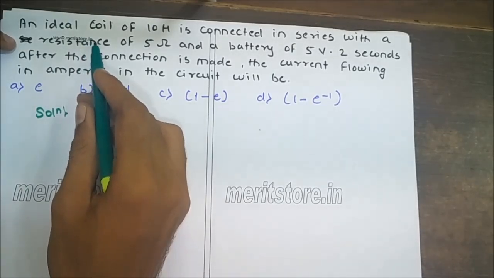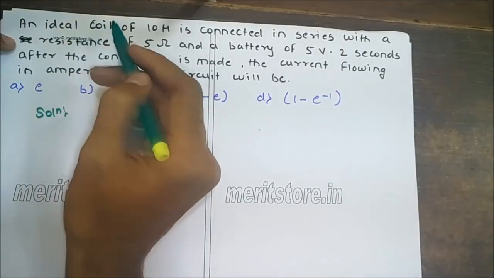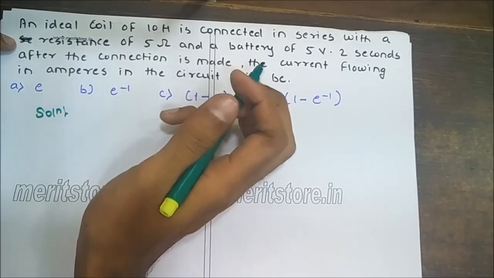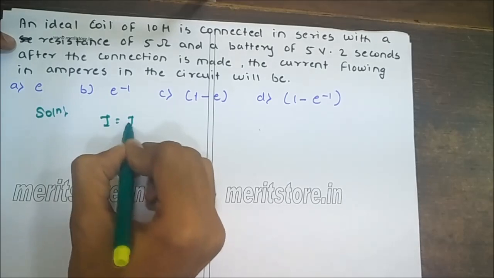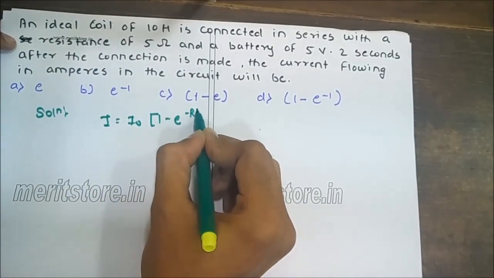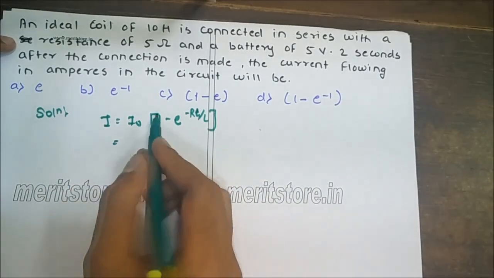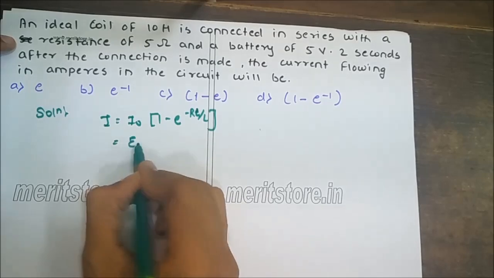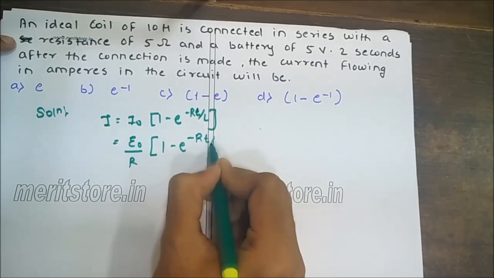This is an LR circuit. So there is a coil, there is an inductance L, there is a resistance R. For an LR circuit, the growth in the current is given by this formula: I equals I0 into 1 minus e raised to minus Rt upon L. That I0 is nothing but the peak value for the current, which will be given by E0 upon R into 1 minus e raised to minus Rt upon L.